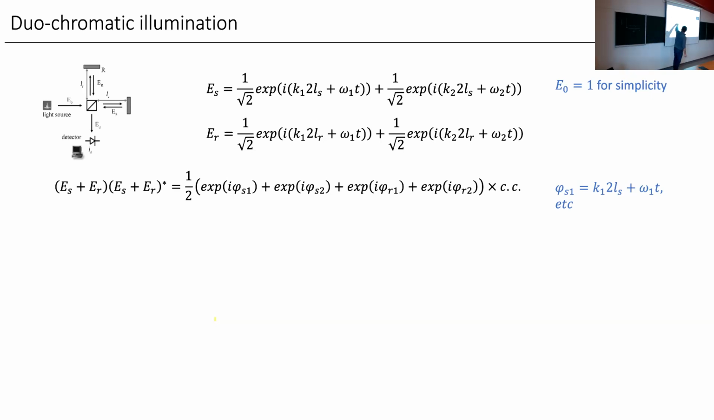So we have these 4 terms here. The first term has a phase that is k1 times 2 L_S, the same thing from the sample arm. Next is the phase term for wavelength number 1 in the reference arm, and then wavelength number 2 in the reference arm.